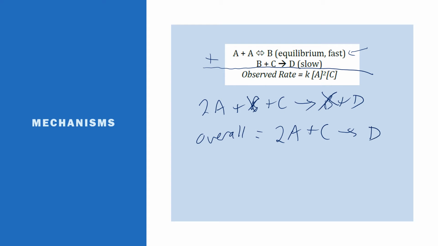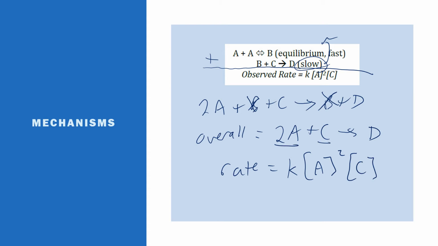Now, because the slow step is the last step, this rate law is based off of the slow step plus anything before it, which we just did. We added up the slow step and the previous step. So that means I can write my rate law based off of that slow step and the fast step added together. So the rate is k times A squared, and then C. Because there's 2A, the 2 becomes an exponent, and the C, there's just one of those.